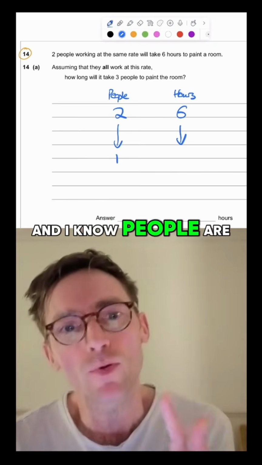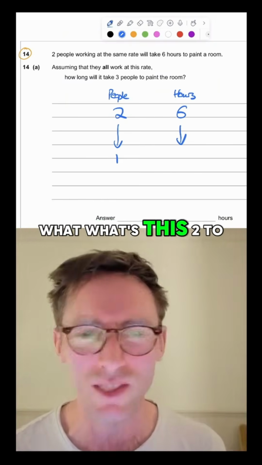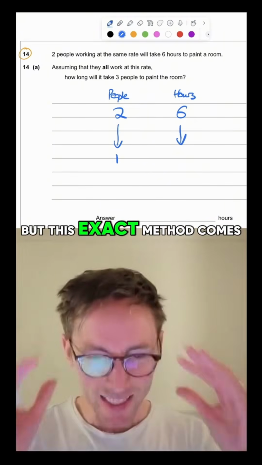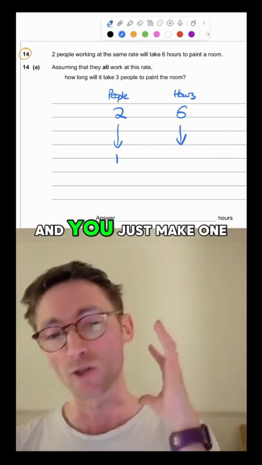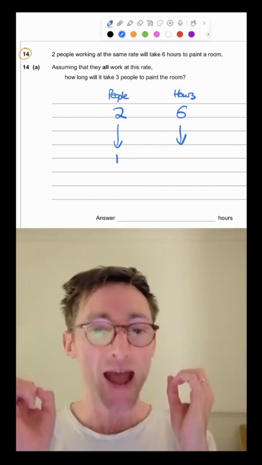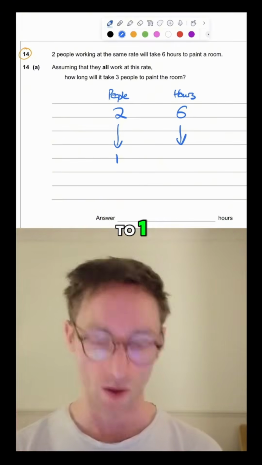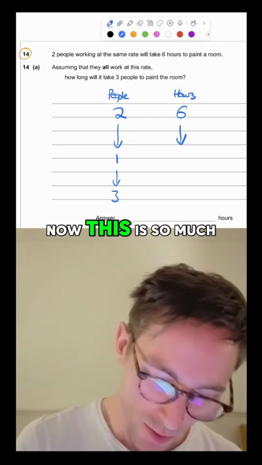And I know people are finding this a bit tricky. Okay, I know it's like, what are you doing, Rob? What's this 2 to 1? But this exact method comes up time and time again, and you just make one tweak to make it work for this specific inverse proportion question, and the question becomes actually quite simple. So the question is, how do you get from 2 to 1? And then how do I get from 1 to 3? Now this is so much easier.